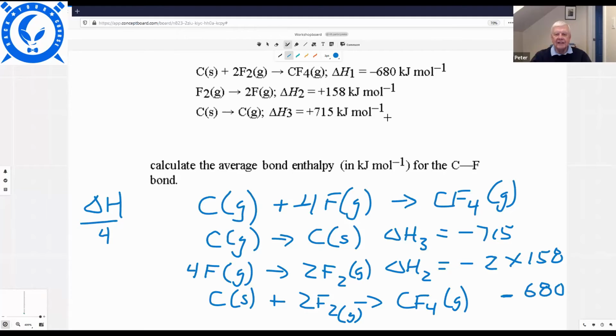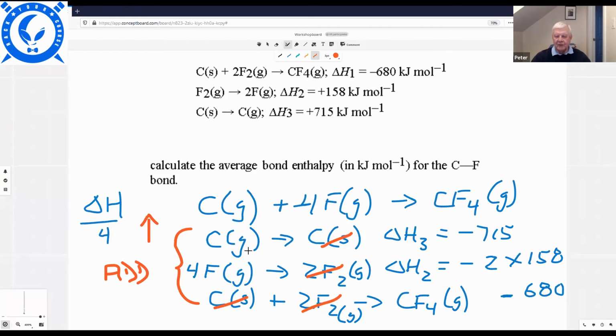So if I've done this correctly, I can then eliminate things on both sides of the equation. So I can eliminate the carbon solid here. I'm now adding these 3 together, and I'm adding them up this way to produce that as the final equation. So clearly I can cancel carbon solid. It appears both on the left and on the right. Right? I need the carbon gas and the 4F gas to stay here. But now I can also eliminate the 2F2 in the product here and the 2F2 in the reactant over here.